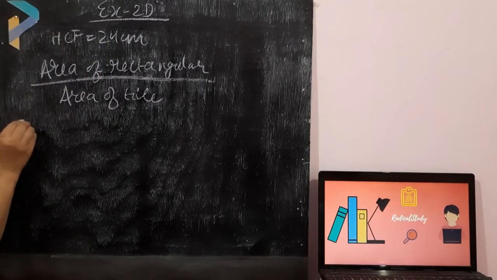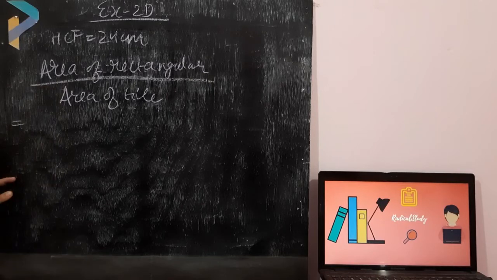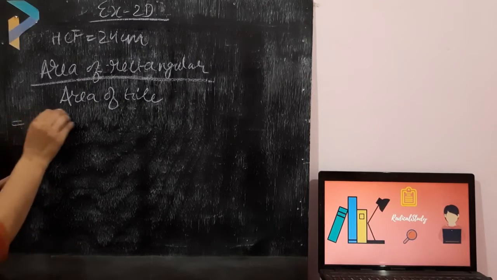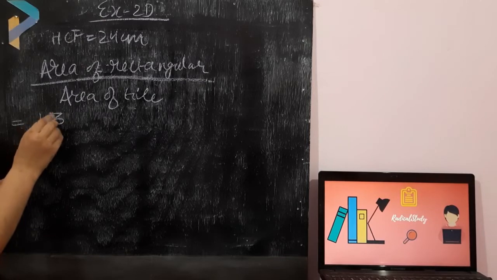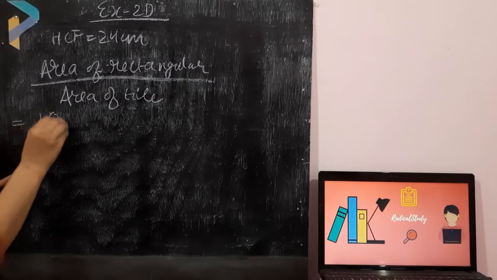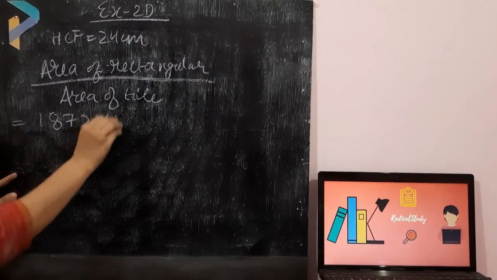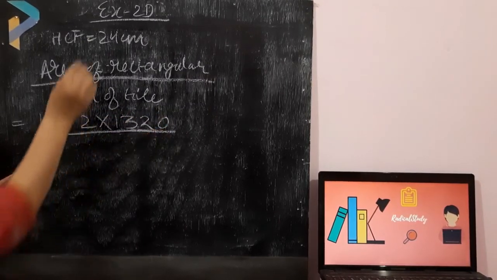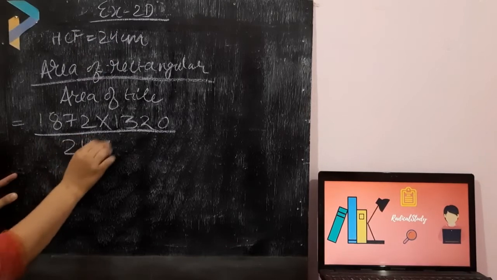Now I am going to find out the area of the rectangular courtyard. What do we have to do? The area of a rectangle is, I am giving you time to guess. Yes students, you all are right. Area of rectangle is length into breadth. So 1872 multiplied by 1320. So I have multiplied the length with the breadth. Now area of square is side into side.